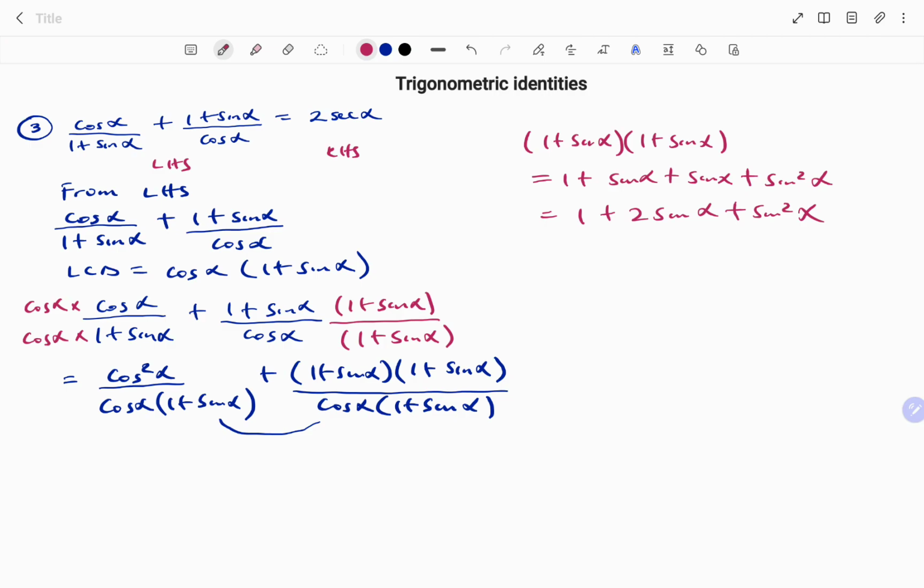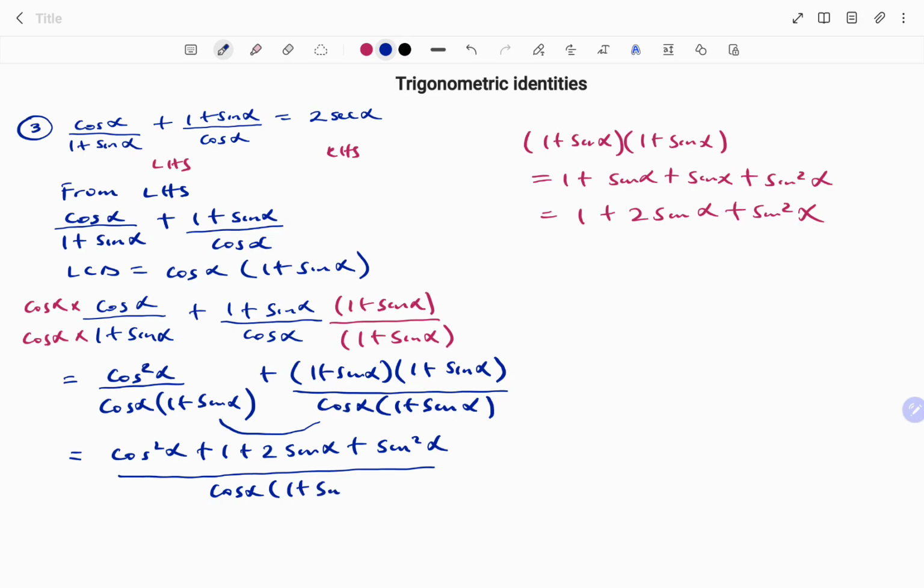So I'm going to be replacing that in my expression. I have at the top cos squared alpha plus 1 plus 2 sine alpha, I'm expanding the bracket, plus sine squared alpha, all over cos alpha in bracket 1 plus sine alpha. In our trig identities, we know that cos squared alpha plus sine squared alpha equals 1. So we're going to be grouping cos squared alpha plus sine squared alpha. That will give us 1.